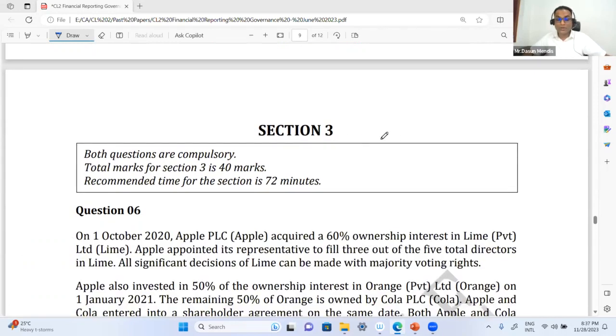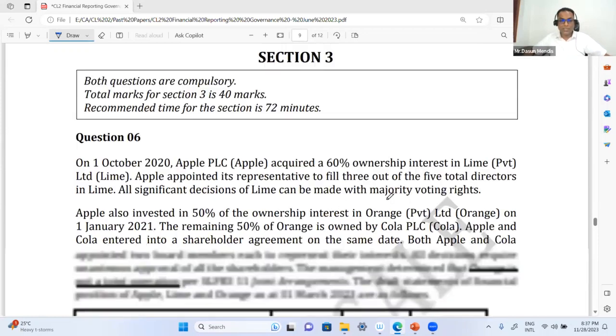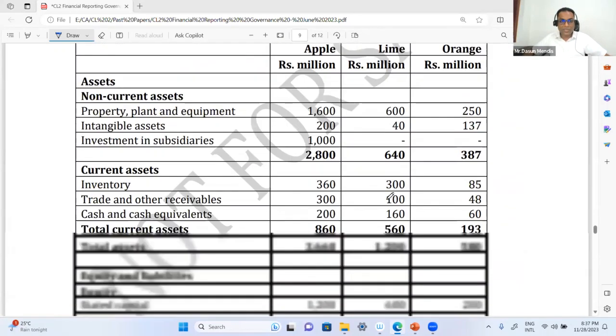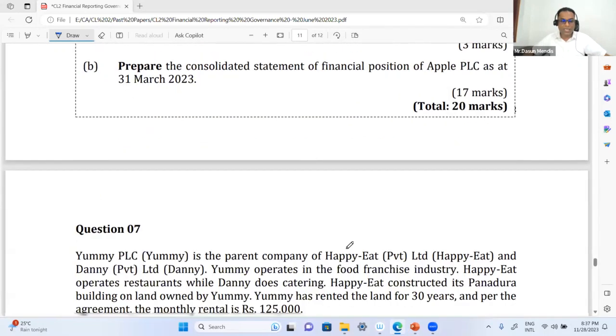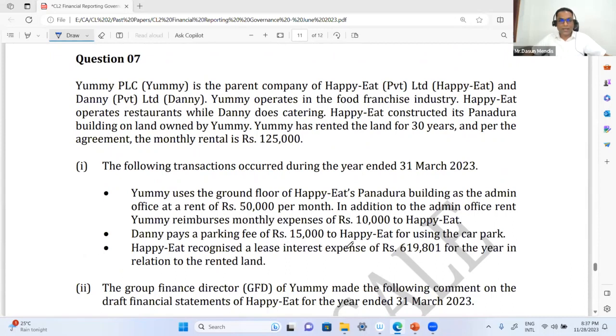In section 3 you also have 2 questions. Question number 6 is from consolidation. Question number 7 is from accounting standards, right? Question number 7 is an accounting standard related question. We don't have time to do the consolidation question. We can start question number 7.